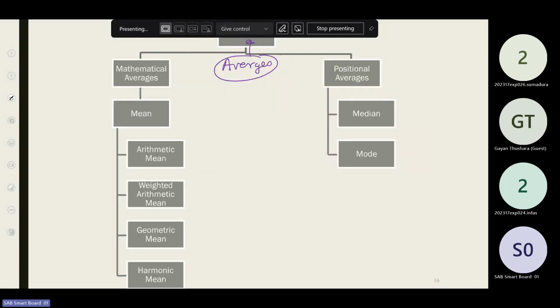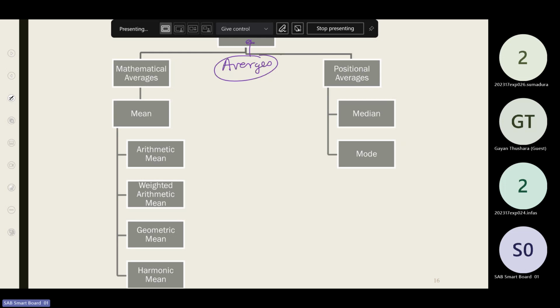Under mathematical average, we define the mean. There are different types of means defined: the arithmetic mean, weighted arithmetic mean, geometric mean, harmonic mean. And under positional averages, we have two averages defined. One is the median and the other one is the mode. Right. So that's the full picture of central tendency.